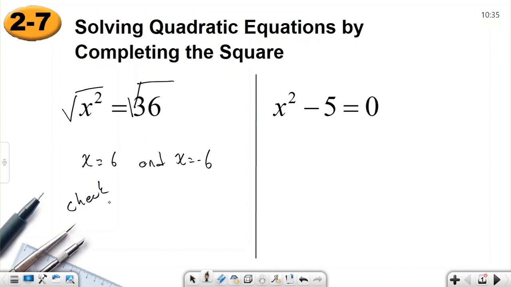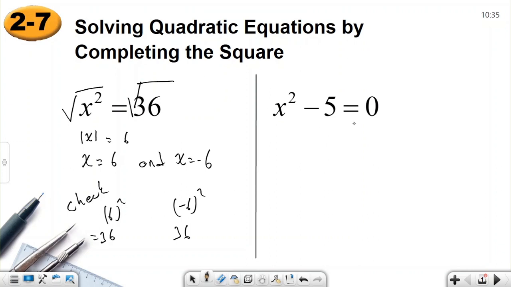Let's check. If x equals 6, 6 squared is equal to 36. That's right. If x equals negative 6, negative 6 squared is again 36. So when we use a square root, you can directly say the absolute value of x is equal to the square root of 36, so 6. That means x can be negative or positive 6. Let's go into the next question.